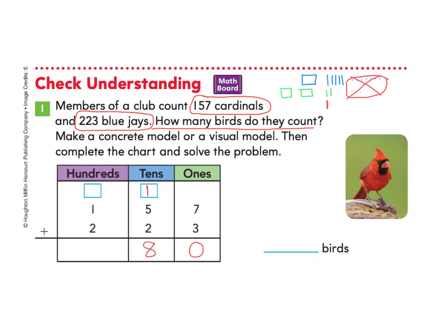And then I'm going to add my hundreds column, 1 plus 2. When I add 1 plus 2, I get the number 3. So the total amount of birds is 380 birds. Great work. If you would like to go back and rewatch this video, you may do so, and you can pause any time that you need to.